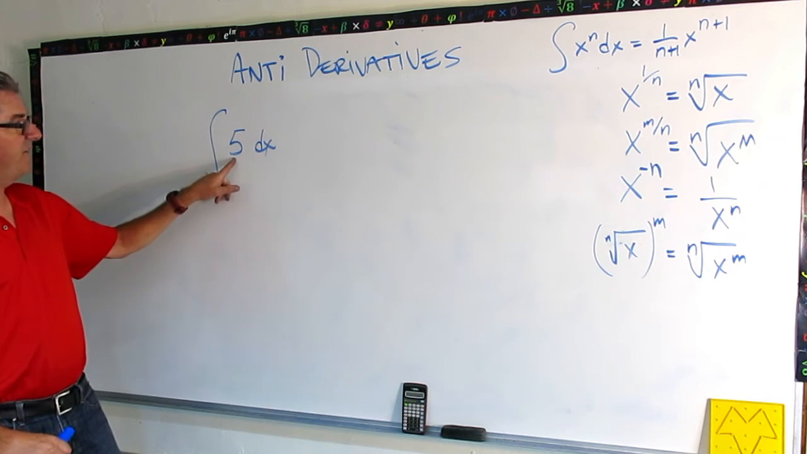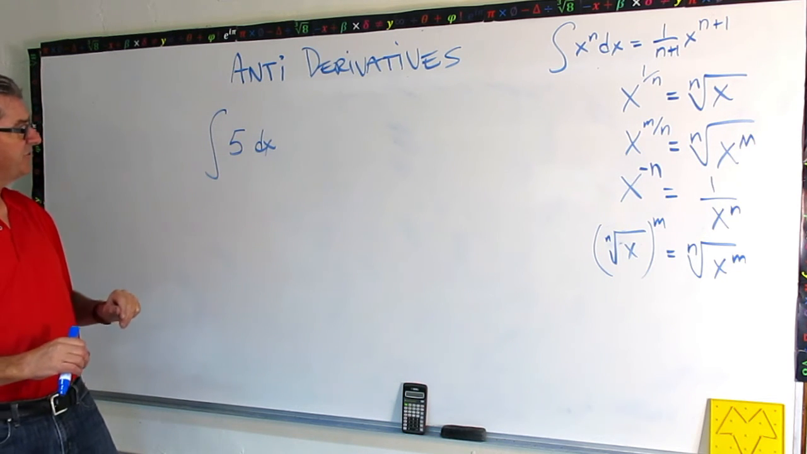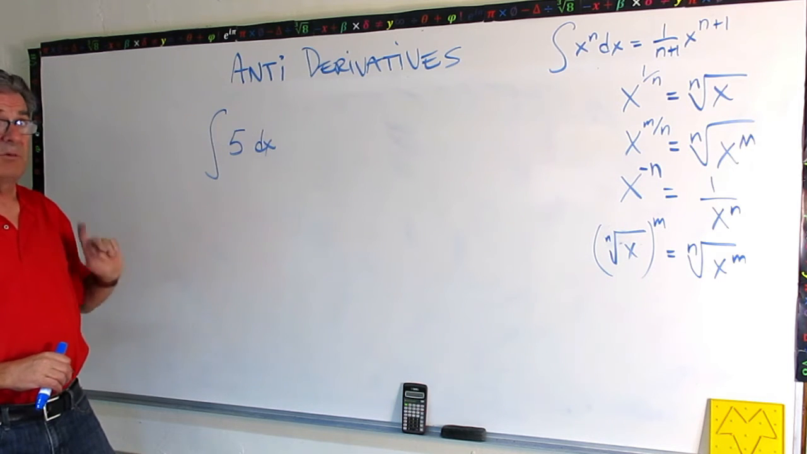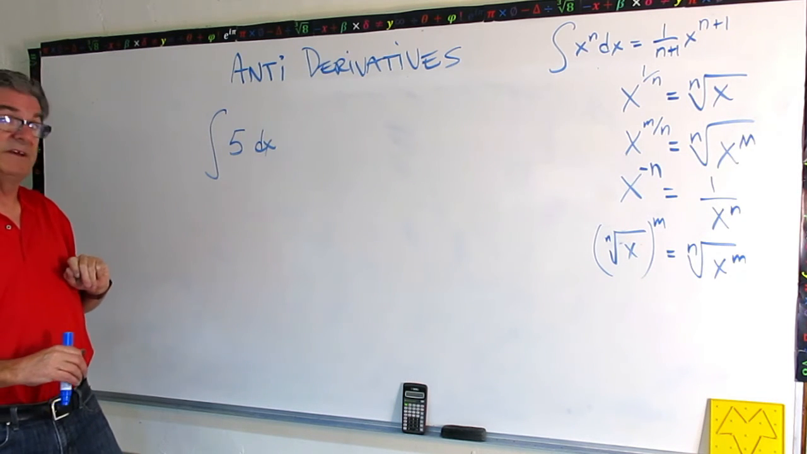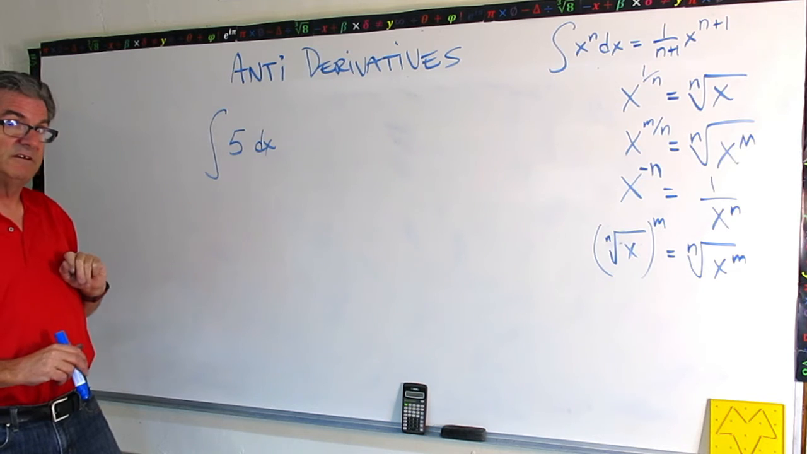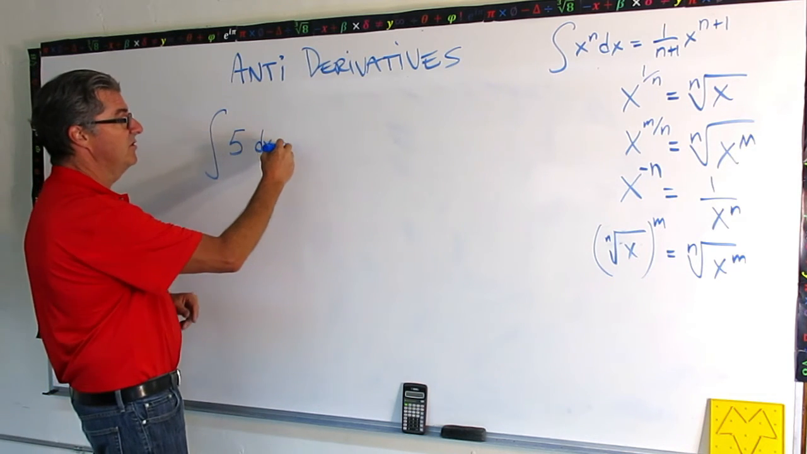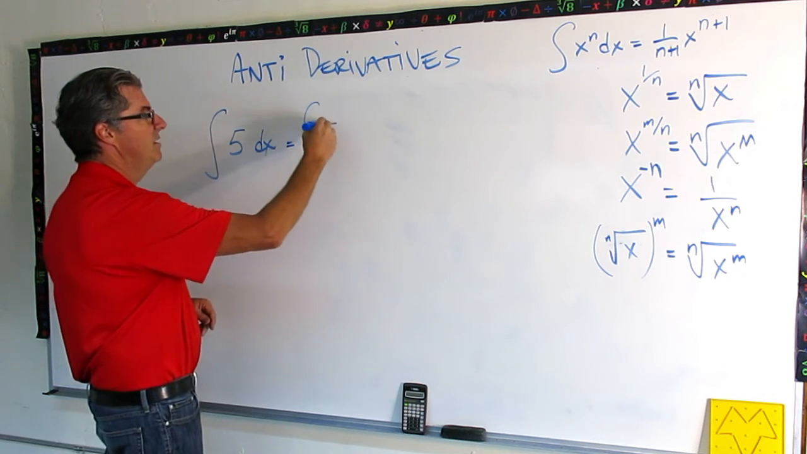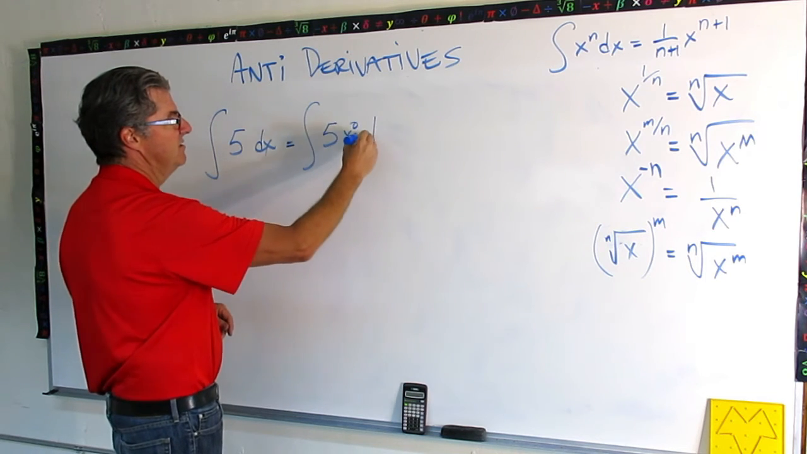Okay, here's an interesting one. What's the integral of 5 dx? That looks kind of strange. There's no x here, but we can rewrite this integral so that there is one. Can you think of how to do that? If you thought about x to the 0, you're right. So this is going to be the integral of 5x to the 0 dx.